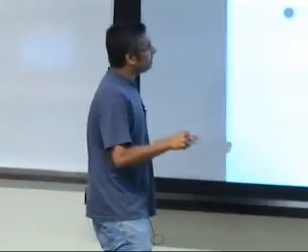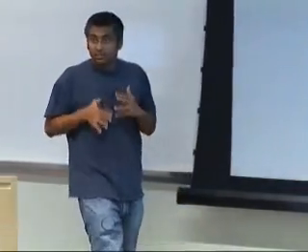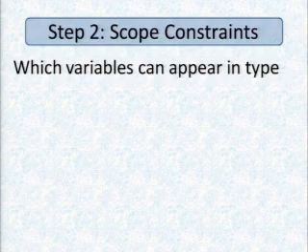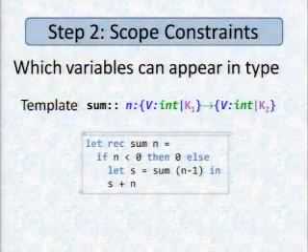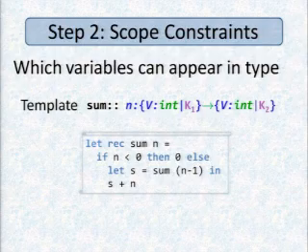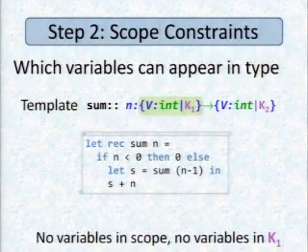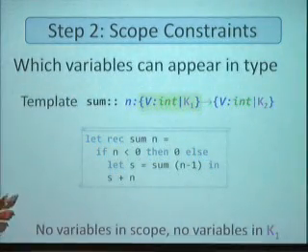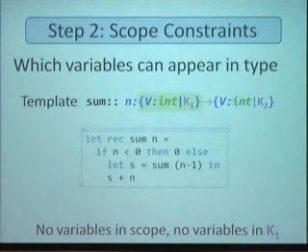And the second constraints are value flow constraints that tell you what kinds of values this k actually describes. So let's look at the scope constraints, which simply describe which variables can actually show up in a particular type. For example, let's revisit the template that we have for sum. Let's look at K1, which is the input refinement, the precondition. Now, there are no other variables in this program that are in scope at the point when this particular precondition is.